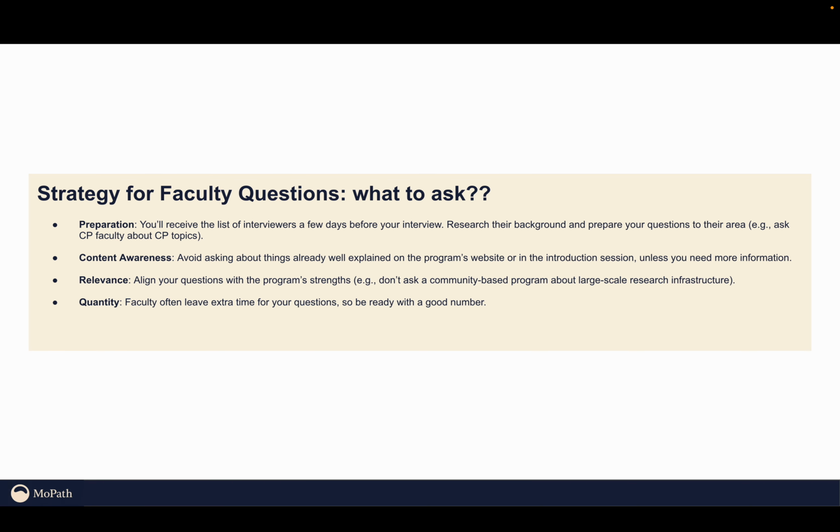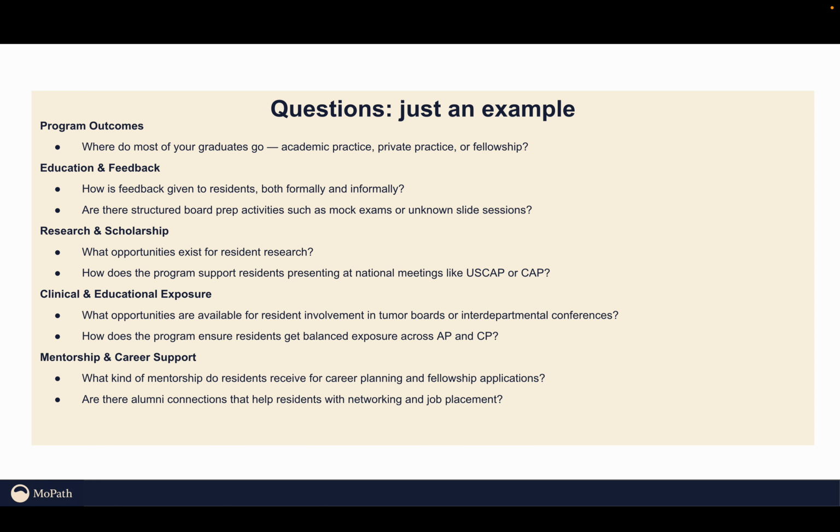Try to always have extra questions in your pocket to ask the faculty. This is just an example. Eventually, you can ask whatever you want in a professional way, but here are some examples of questions, like the outcomes of the program. Let's say about the residents, where they usually go after residency, if they go to academic, private, or what kind of fellowship.